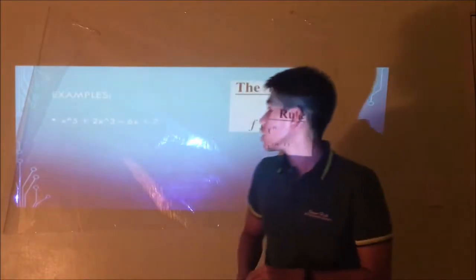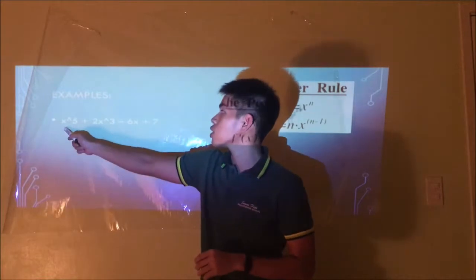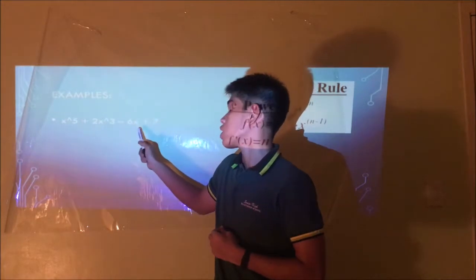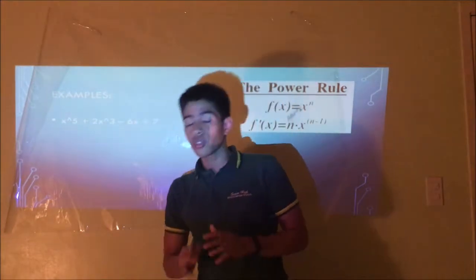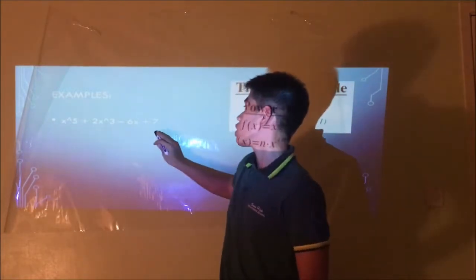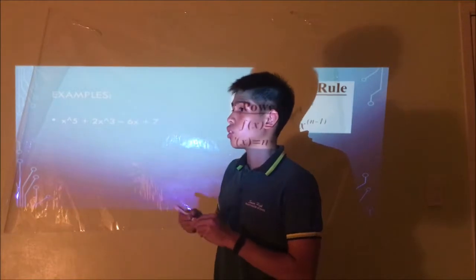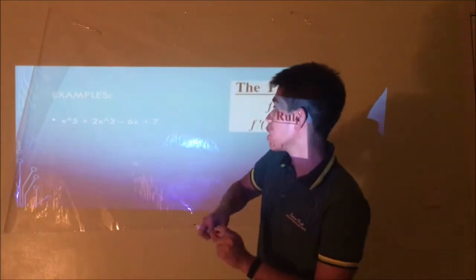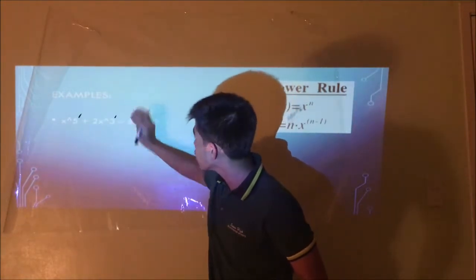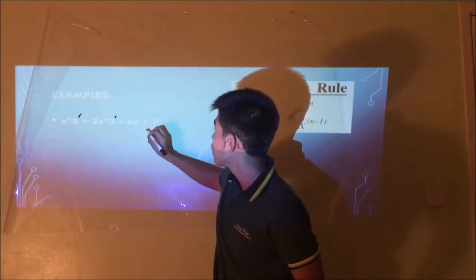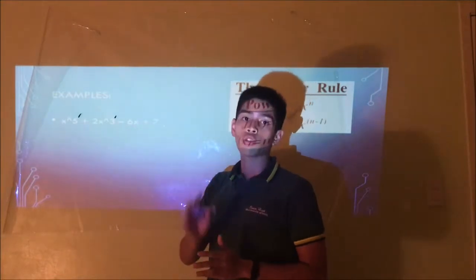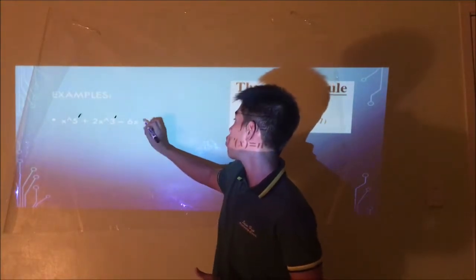Example, say we have this equation: x raised to 5 plus 2x raised to 3 minus 6x plus 7. What's the first step? First, we identify which of these terms have a certain degree. Like, x over here is raised to 5, 2x is raised to 3, and 6x is just raised to 1. First rule whenever deriving a function: always drop out the constant. So plus 7 will be out.